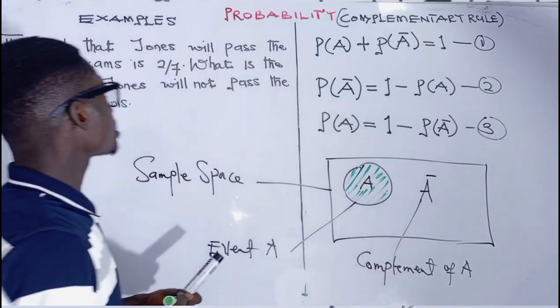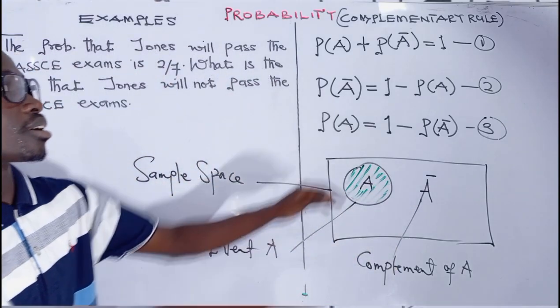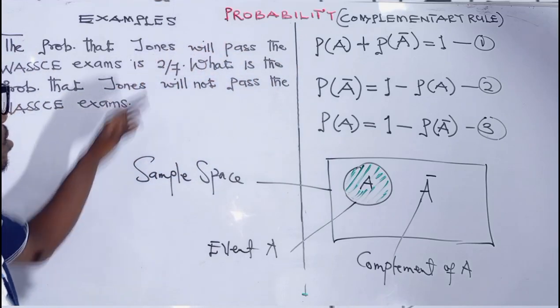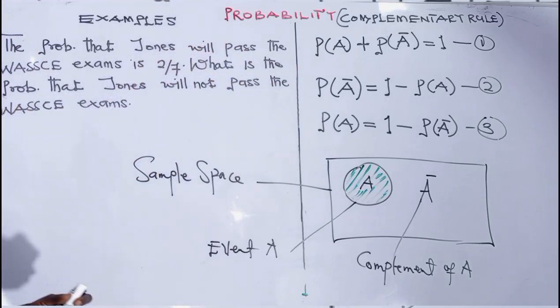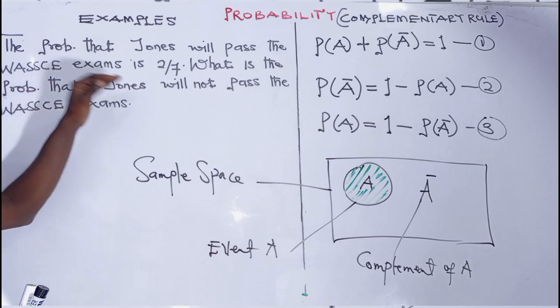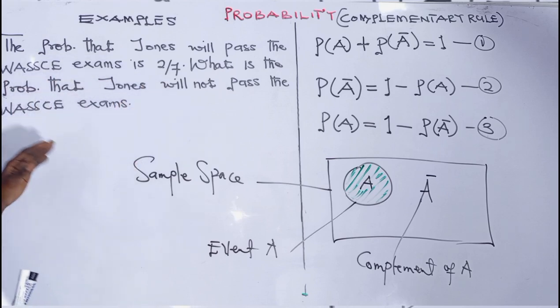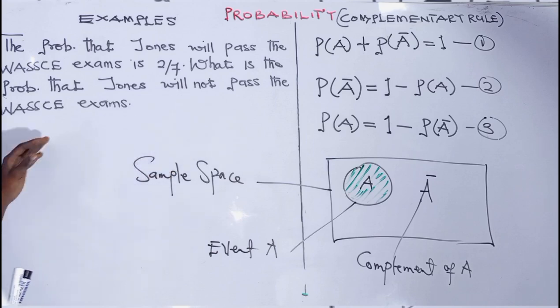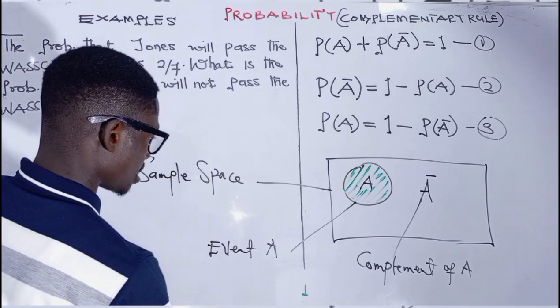So now that we know this, let's look at how we can apply the complementary rule in solving questions on probability. Let's look at this particular example. The probability that Jones will pass the WASI exams is 2 out of 7. What is the probability that Jones will not pass the WASI exams? That is the first example.